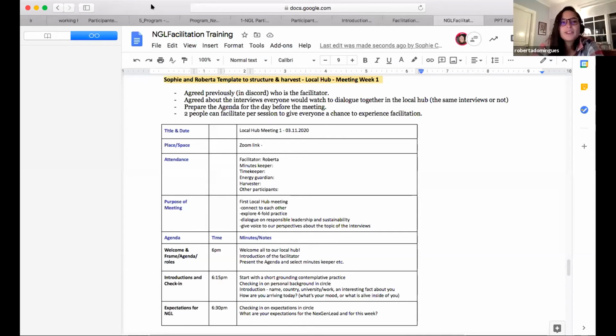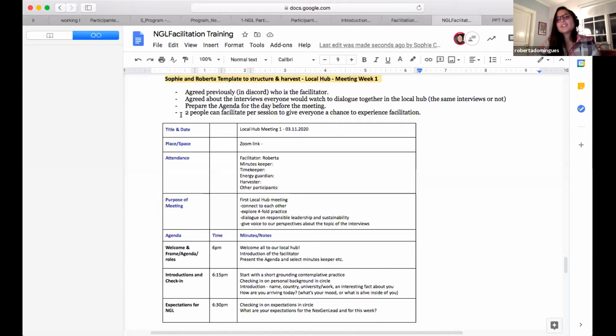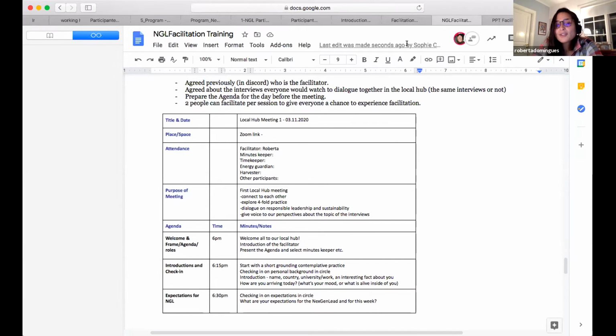Okay, I hope you all can see. Sometimes it takes a little bit. How I would do it with Sophie is an example. You can have some ideas from here, but you are totally free to be creative. Just make sure you agree on who is going to facilitate. You go in Discord, start the conversation, and agree who will be the facilitator for the first week. This is very important. And also don't forget to agree before the meeting: whether everyone from your local hub is watching a different interview but still commenting when you meet, or whether you all want to watch the same interviews, and the facilitator for the week prepares the agenda earlier.